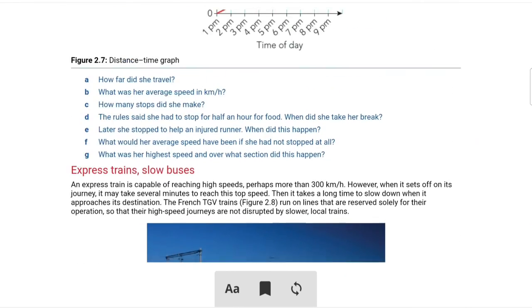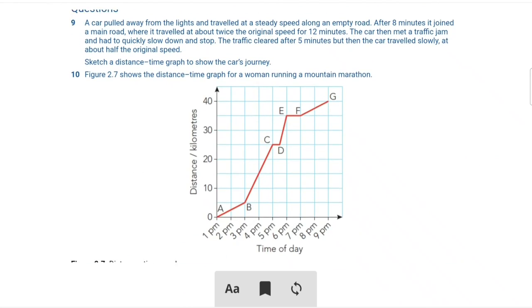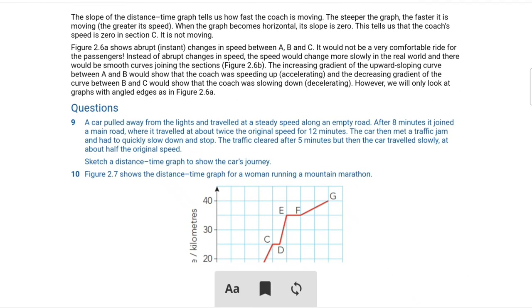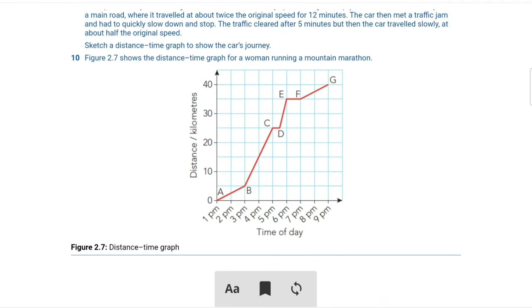So here we have discussed a distance time graph, and what you have to do is read the sections and answer these two questions. Okay, അത് ഇപ്പോൾ തന്നെ ചെയ്യണം and you have to submit today itself. Okay, I hope this section is clear for you, and if you have any doubt, you can message me, children.